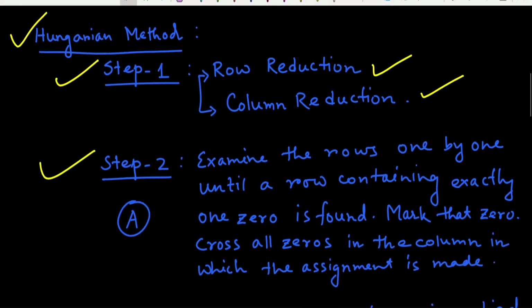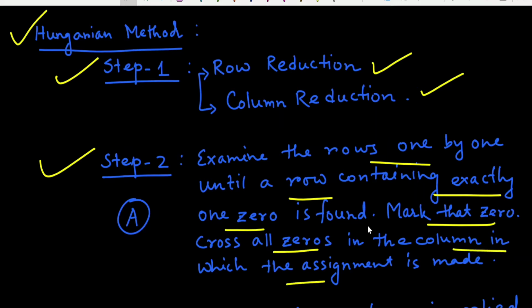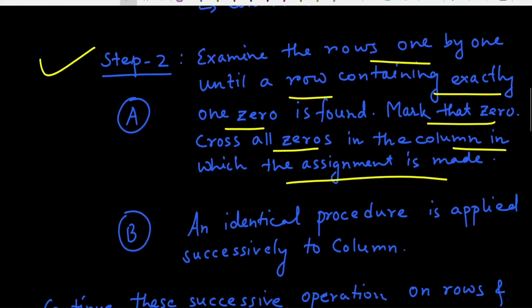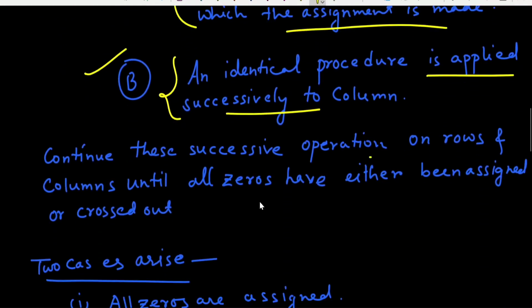Step 2 says that examine the rows one by one until a row containing exactly one zero is found. Mark that zero and cross all zeros in the column in which the assignment is made. Step 2, part B, says that an identical procedure is applied successively to the columns, that is, this is for the rows and this is for the columns. And now continue the successive operations on the rows and columns until all zeros have either been assigned or crossed out.